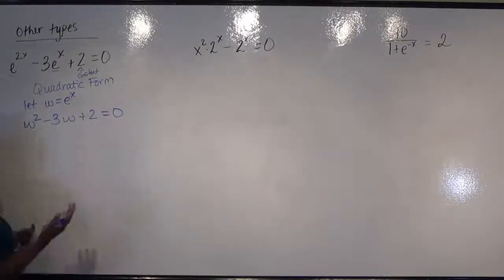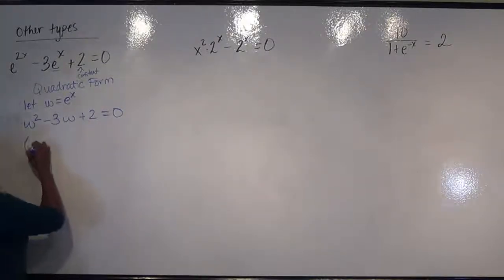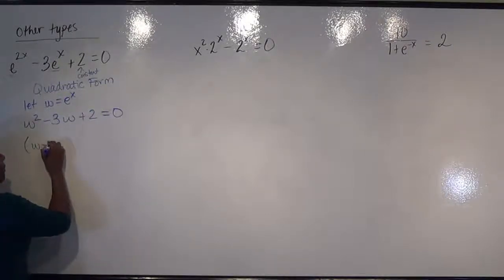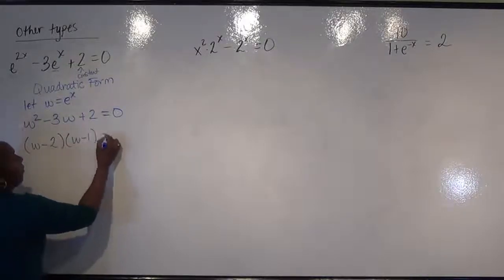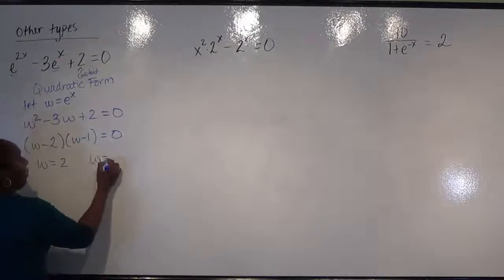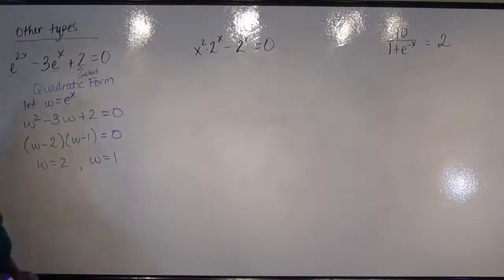And from there, it's a quadratic equation, so at this point it's just a matter of factoring, or if I can't factor, using my quadratic formula. So here I can see (w - 2)(w - 1), so w will equal 2, or w will equal 1. Not done. Here I've solved for w, but I need to solve for x.